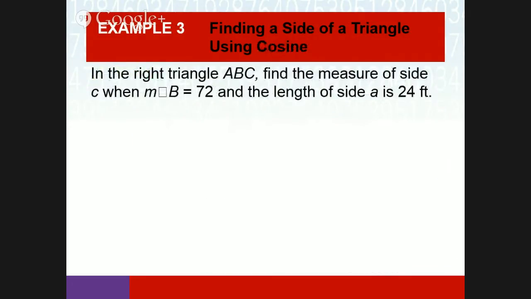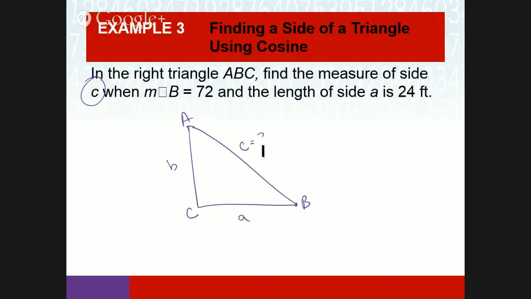So let's look at another example. In a right triangle, we want to find C. C is what we're looking for. So we draw our right triangle, with sides A, B, and C. We know the measure of angle B is 72 degrees, and the length of side A is 24 feet.